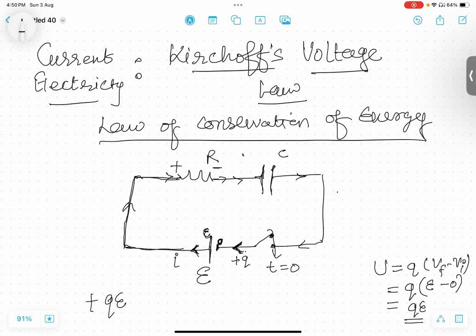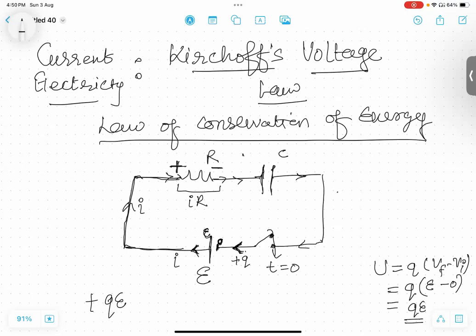Okay, what is the potential difference in the resistor? I will say it is IR by Ohm's law. I have assumed that the current I is passing through the resistor. So what will be the potential difference? IR. Which will be the higher potential? This one. This is the lower potential.